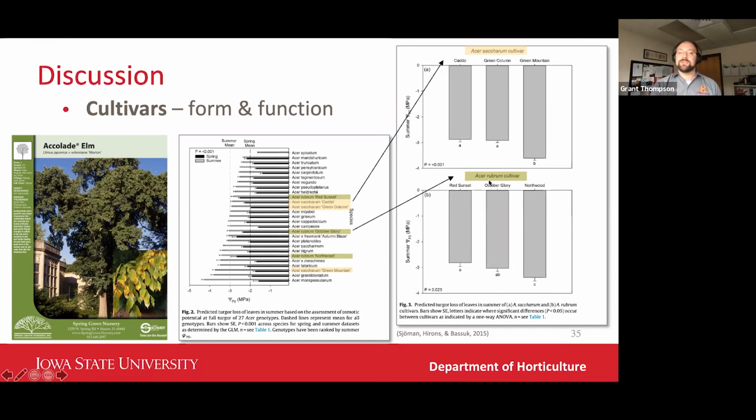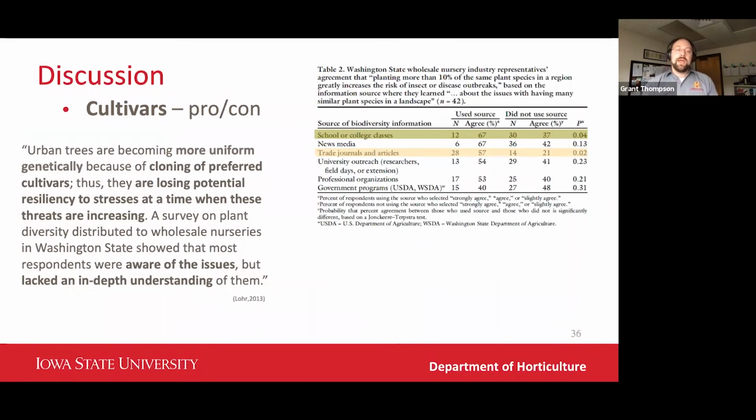And again, we see differences among red maple cultivars. So we do see cultivar differences which may play out in the landscape. And this has been brought up before. This is part of an abstract from Virginia Lohr's research, 2013. Basically, she was saying that urban forests may have issues because of this uniform genetics, and that we may be losing the resiliency of some of our trees if we have this narrow genetic base resulting from cultivars.